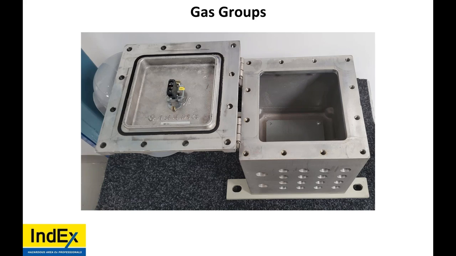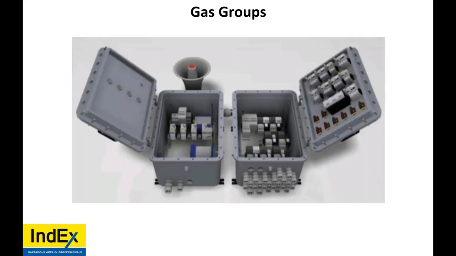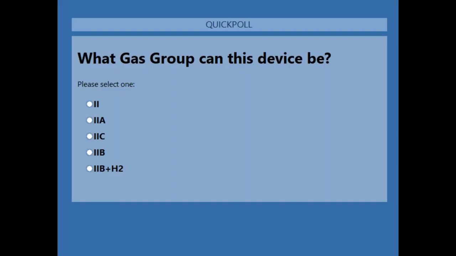So, next one. Now, think of the last question, but this is a spigot type. Let me go back. So a spigot type enclosure, you may have seen it there for a moment, but it's not a flange type. What gas groups can a spigot type enclosure be? Multiple choice, so you can put many answers. Are there any restrictions like flange type?